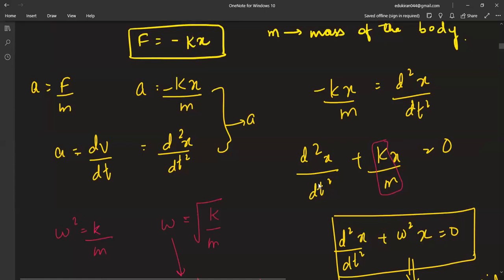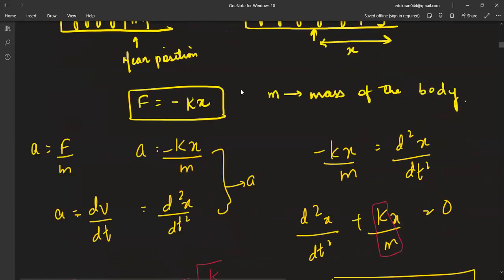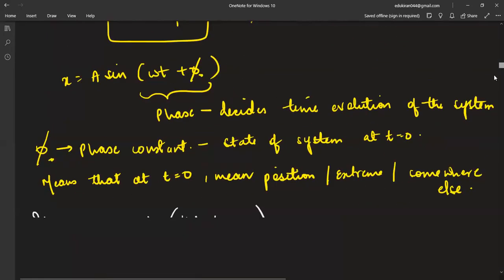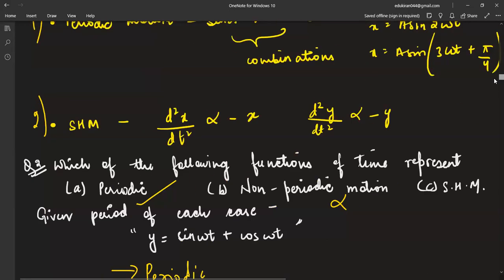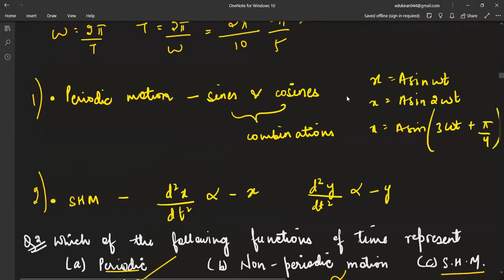This we have the equation. I told you this is the second order differential equation. How to obtain this is important. Starting from here, F is equal to minus kx, then acceleration, and then the second order differential equation. From here, you should just remember how to check periodic or non-periodic. Just cos and sine will work. For periodic and SHM, you have to confirm, and the conditions of SHM will be helpful.